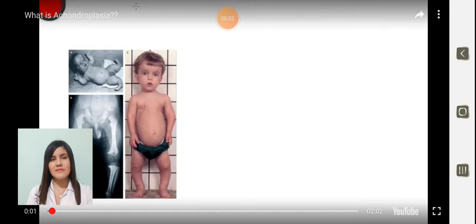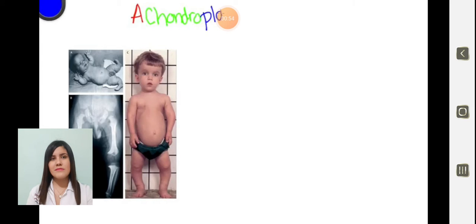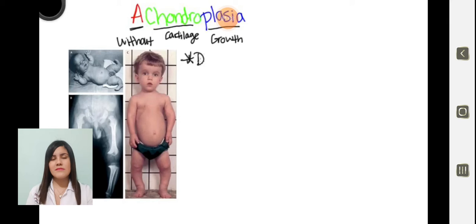What is achondroplasia? A means without, chondro refers to cartilage, and plasia means growth. So this is basically impaired cartilage growth or proliferation. This is a common cause of dwarfism, and as you may notice from this picture, these individuals have a normal head and a normal trunk.